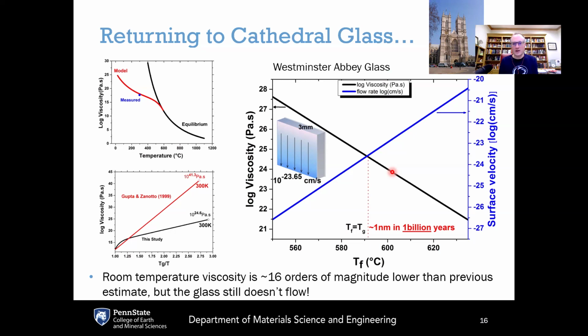So we actually got the composition of Westminster Abbey cathedral glass. Rather than taking a piece from the Abbey, we made our own Westminster Abbey glass using their recipe. We made predictions of the non-equilibrium viscosity based on its glass transition temperature and fragility. And the model predictions here are shown in red. This shows the log viscosity versus temperature.